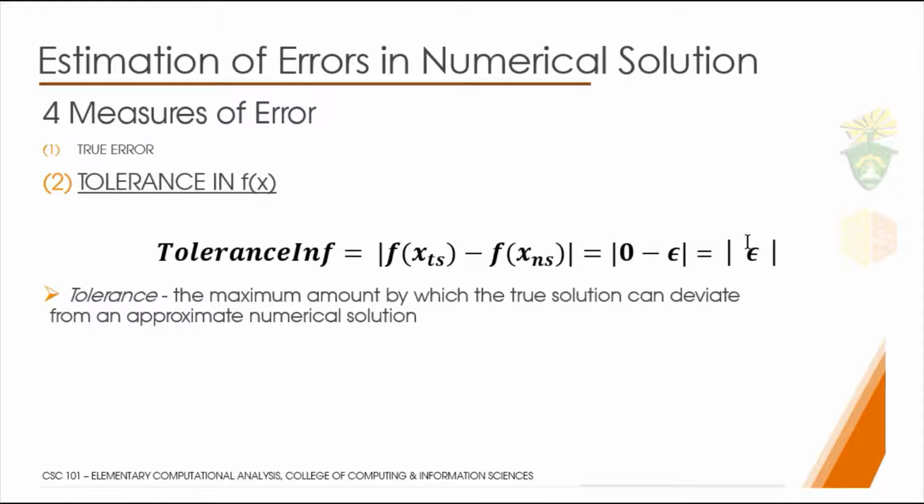Since the function of x sub ts is always 0, since this is the true solution, f of x sub ns should be as close to 0 as possible. So epsilon should be as close to 0 as possible. This is to prove that x sub ts and x sub ns are values that are very close to each other. So if epsilon is very close to 0, that means our numerical solution is close to the true solution.